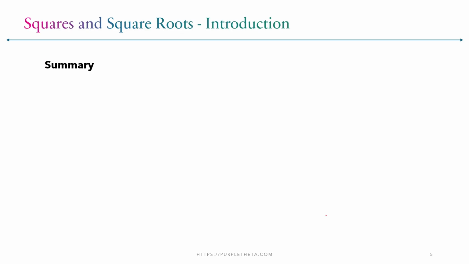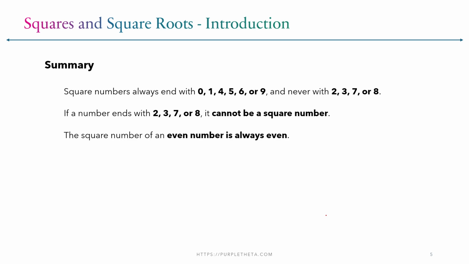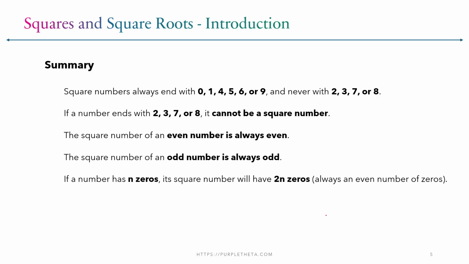Let us summarize what we have seen in this video. Square numbers always end with 0, 1, 4, 5, 6 or 9 and never end with 2, 3, 7 or 8, right? If a number ends with 2, 3, 7 or 8, it cannot be a square number, right? The square of an even number is always even, and the square of an odd number is always odd, right? If a number has n zeros, its square will have 2n zeros. That is always an even number of zeros in its square, right?